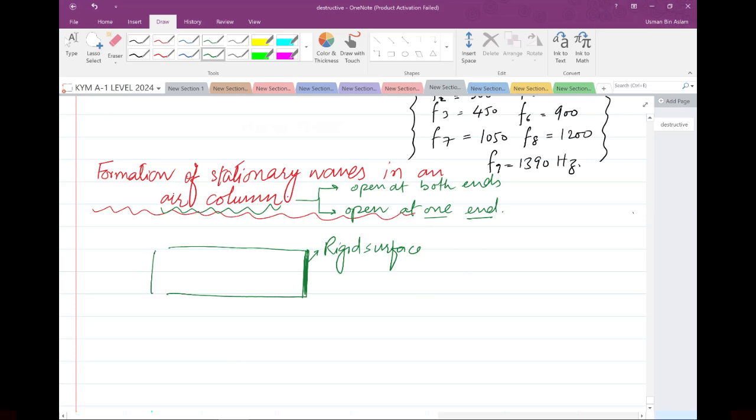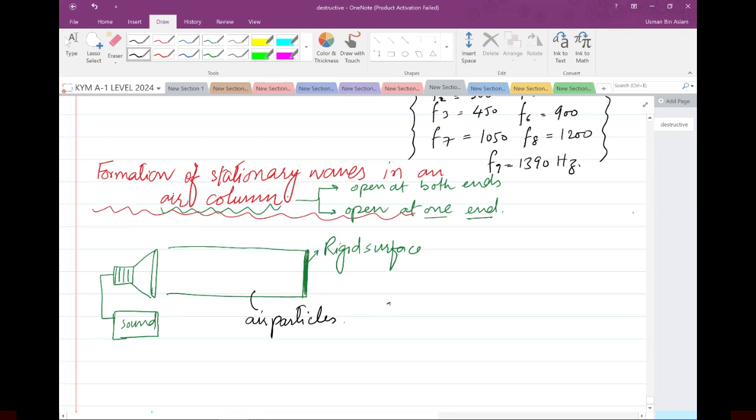And here I have a loudspeaker because I am going to be producing a stationary wave in an air column, and inside air we can produce only one wave, and that is the sound wave. So I'm going to use a loudspeaker that I connect with a sound source. Okay, now there are going to be air particles present inside. Of course, air particles are going to be present inside.